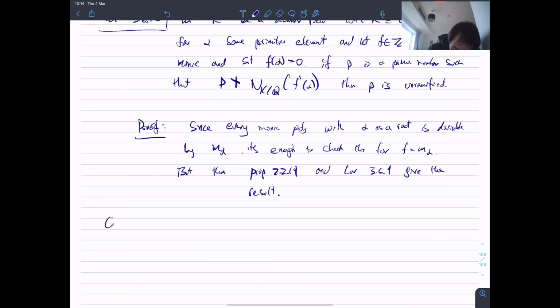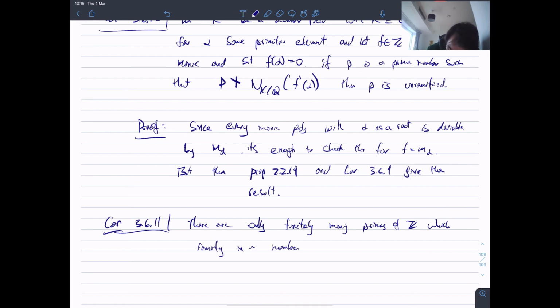So here's another corollary of this, 3.6.10, which tells us that there's only finitely many primes that can ramify, and that's clear because the discriminant only has finitely many prime factors, so there's only finitely many possibilities. So there are only finitely many primes of Z which ramify in a number field K. Okay.